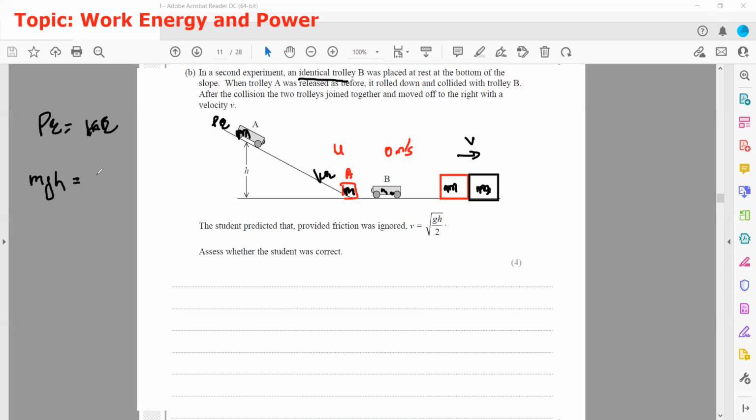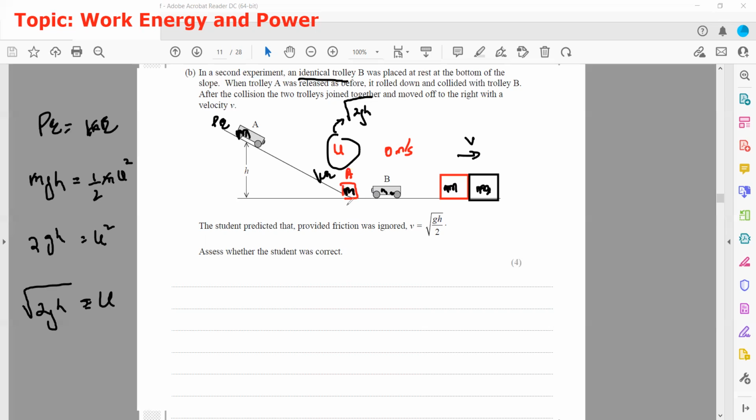So mgh, the loss in potential, is equal to the gain in kinetic, which is 1/2 mv squared. But v is a speed, so we are saying the speed at the bottom for A will be u, so it will be 1/2 mu squared. When we simplify, m cancels with m, so 2gh is equal to u squared, or u equals the square root of 2gh. So the initial velocity of trolley A before it collides with trolley B is given by the square root of 2gh.